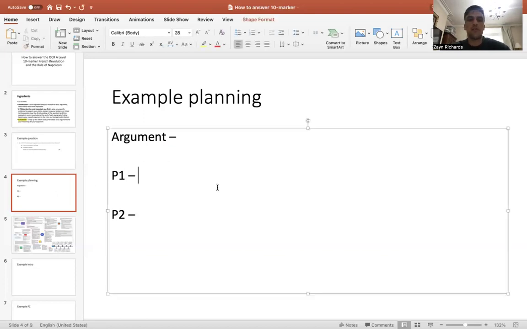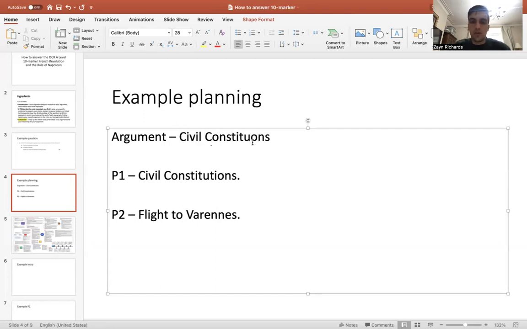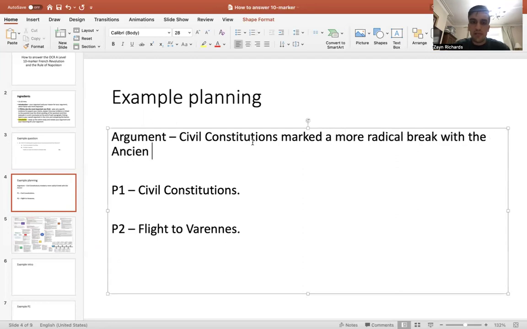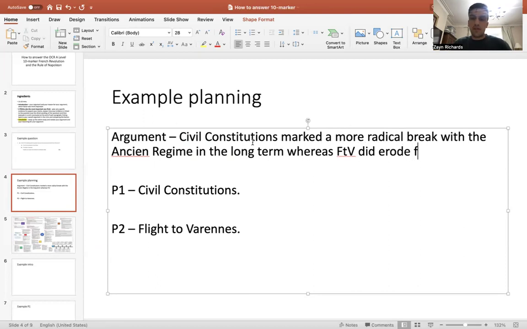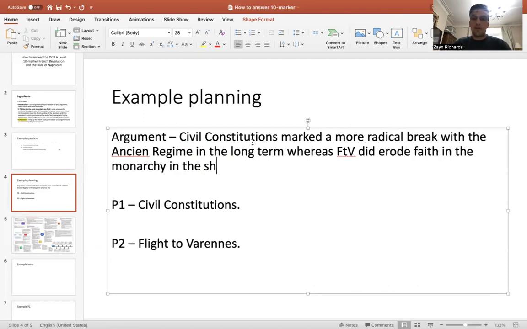So in terms of this, my first paragraph is going to be on civil constitutions, and my second paragraph would be on the flight to Varennes. If I was doing this, my argument is going to be that civil constitutions marked a more radical break with the ancien regime in the long term, whereas the flight to Varennes did erode faith in the monarchy in the short term, but not necessarily in the long term.